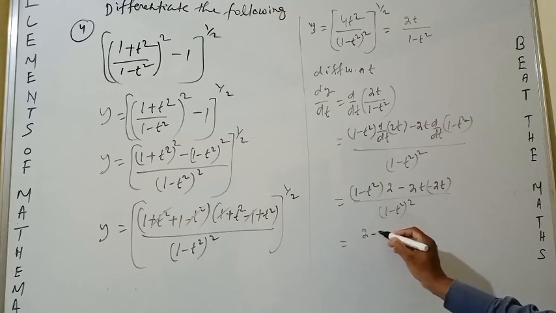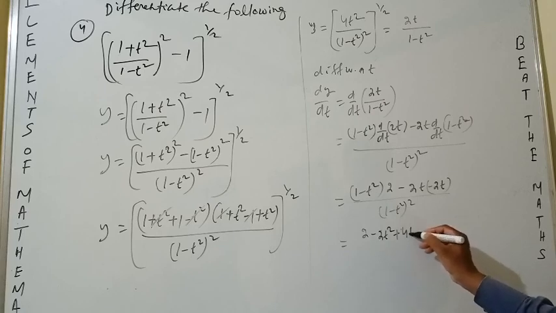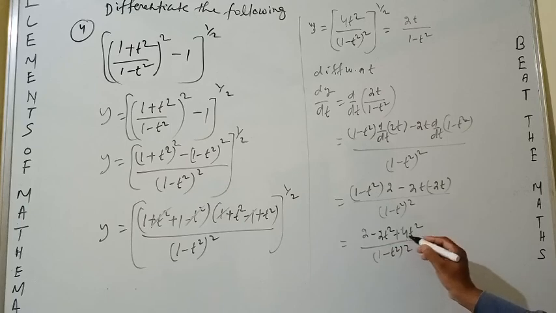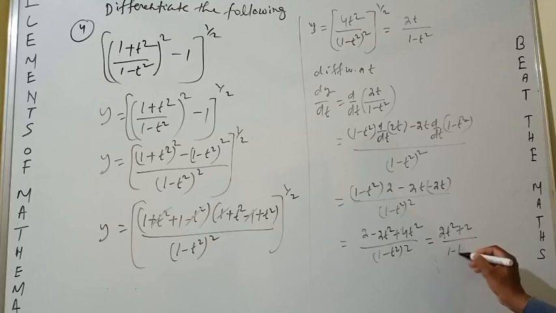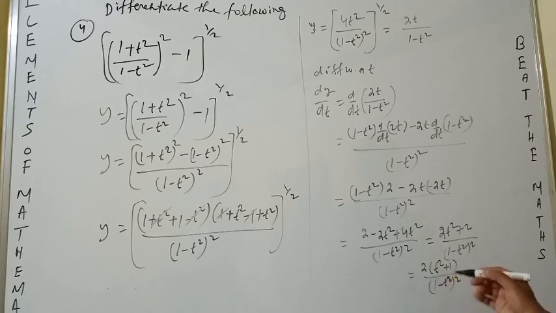This is 2 minus 2t square plus 4t square by 1 minus t square whole square, is equal to how much? 4t square minus 2t square is 2t square, that means 2t square plus 2 divided by 1 minus t square whole square, is equal to, taking 2 common, 2 into t square plus 1 by 1 minus t square to the power 2. Pause the video, note it down.